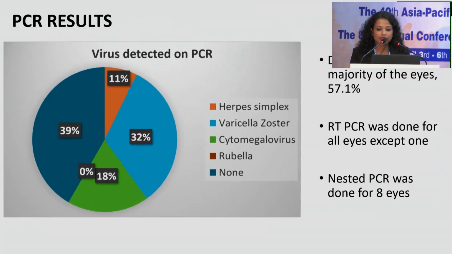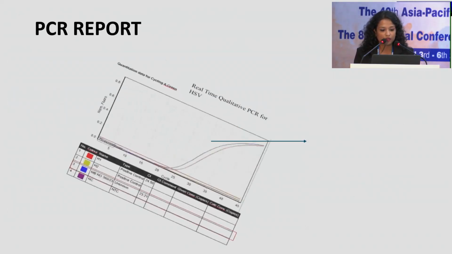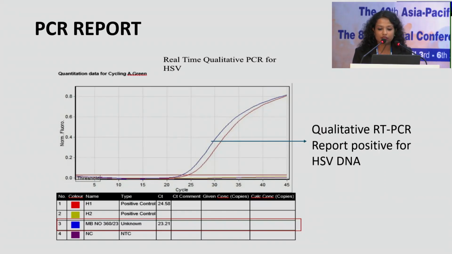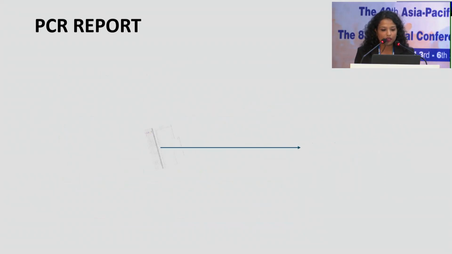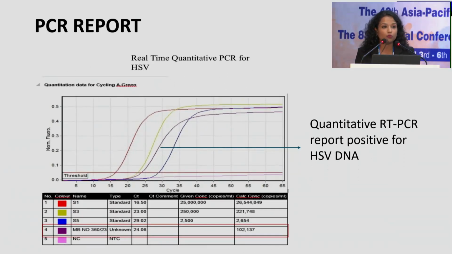PCR was able to detect a virus in 57.1% of the eyes. RT-PCR was done for all eyes except one, and nested PCR was done for 8 eyes. The most commonly detected virus was varicella zoster virus. This is a real-time report of a patient who was detected with HSV. This is the quantitative report of the same patient, where we found around 1 lakh copies.